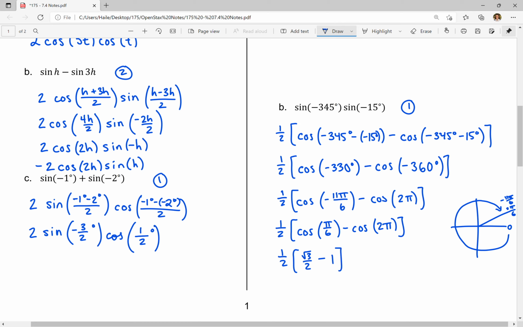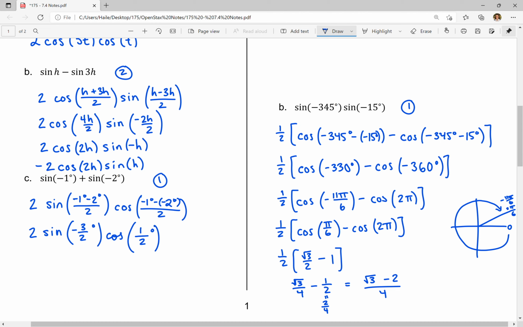And so the last thing we can do is just distribute the 1/2 inside. So we have root 3 over 4 minus 1/2, and then we can write that as a single fraction. So we have root 3 minus 2 over 4. That 1/2 turns into a 2 over 4, and so that's how we get the 2/4 over here. Okay, so that's an example of something where the product to sum or the sum to product formulas actually help us evaluate something.